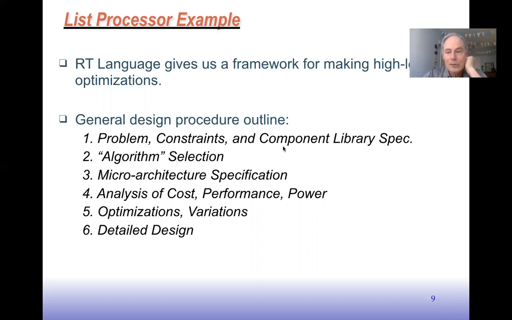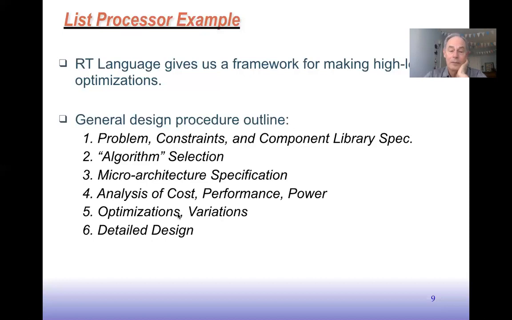So based on the components and their interconnection, we can figure out what the cost is, and what the performance is, and perhaps what the power is. Right? And we can check to see if that meets our constraints here. If it doesn't, then we want to do some optimizations somehow, massage the design, maybe pipeline it, or use parallelism, or use something else to make some variations on it.